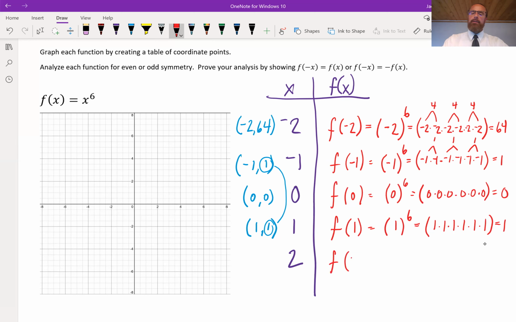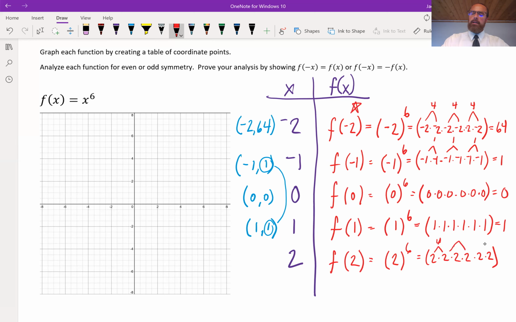Well, let's see if that pattern works with f at positive 2. Is that somehow related to f at negative 2? Let's see. Again, in parentheses, 2 to the power of 6, which is 2 times 2 times 2 times 2 times 2 times 2. And again, I don't need to mind the sign so much, and I know that 2 times 2 is 4.